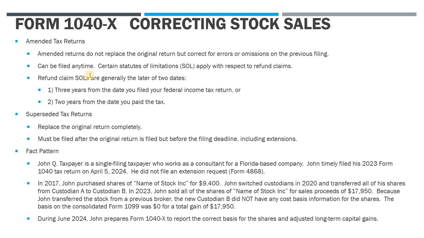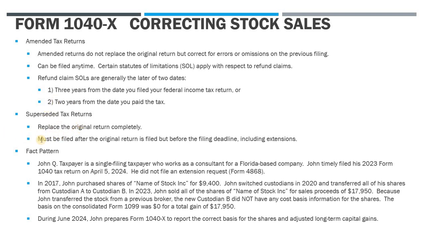Now these amended returns can be filed almost any time, but there are limitations that apply, statute of limitations that apply with respect to refund claims. So if you're trying to file an amended return to get a refund back from the IRS, that claim has to be submitted within the appropriate windows, or else the claim is barred and the IRS just keeps your money.